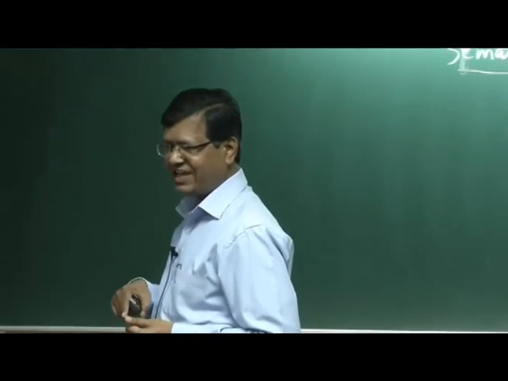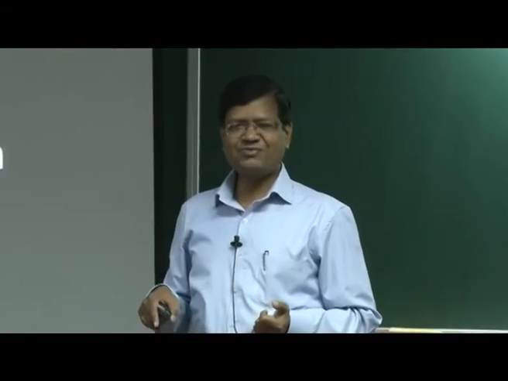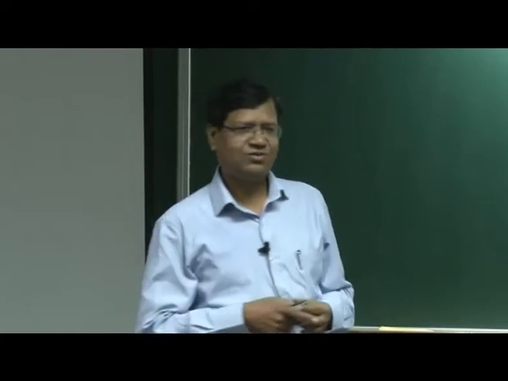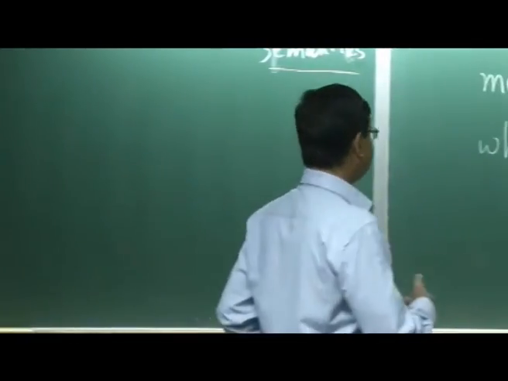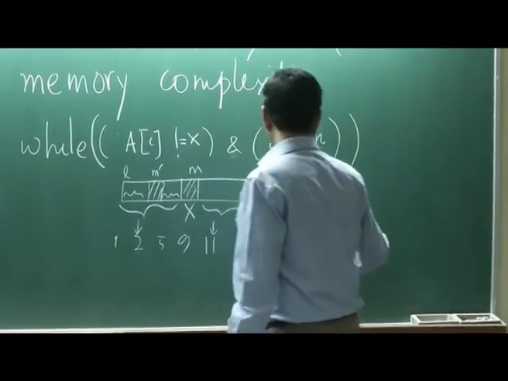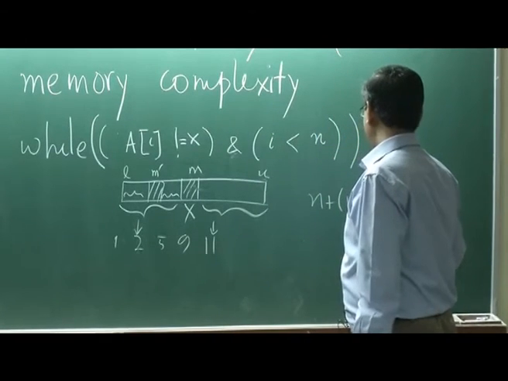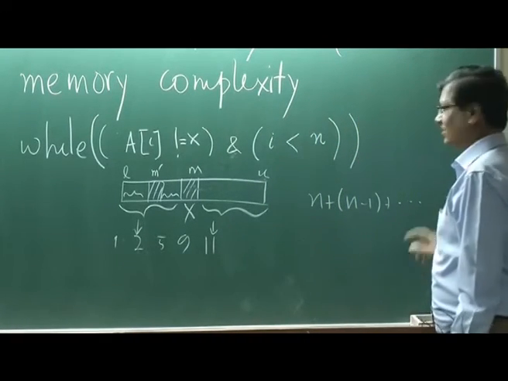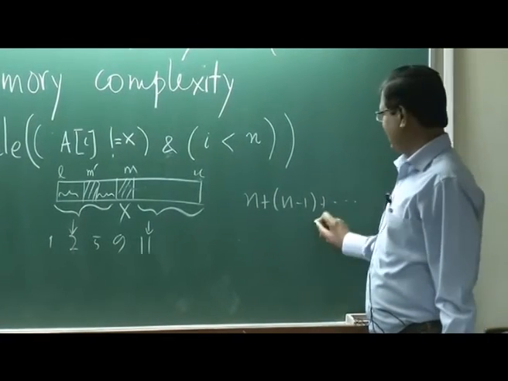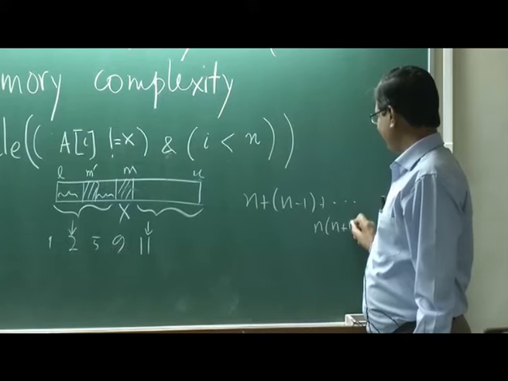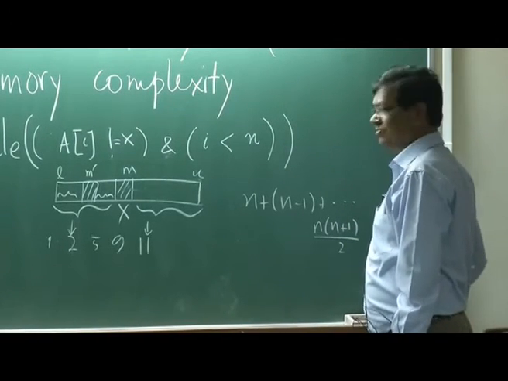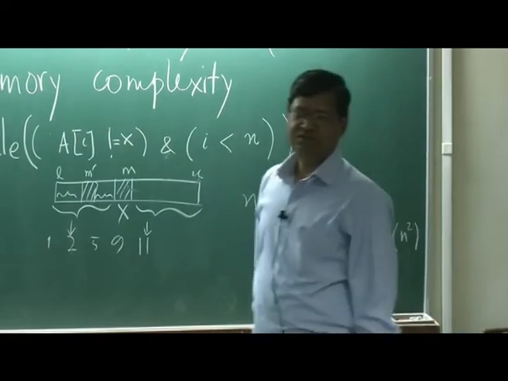So, first time it will take n, second time it will take n minus 1. So, you can just do it: n plus n minus 1 plus ... plus 1. So, 1 to n you sum it up, n into n plus 1 by 2. So, it is order n square. Okay. So, this is an order n square algorithm.